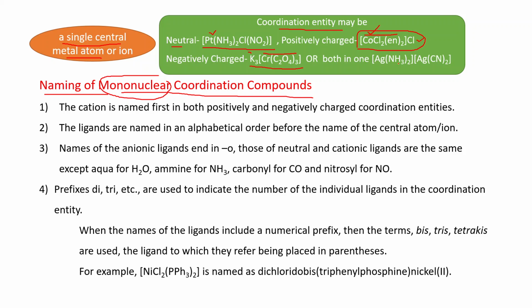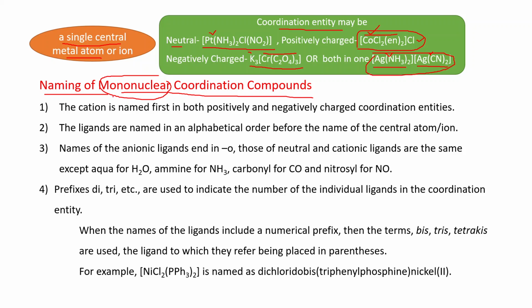In some compounds, both cation and anion may be coordination entities, like in this, this is a cationic coordination entity and this is an anionic coordination entity. As a whole, this compound is neutral.